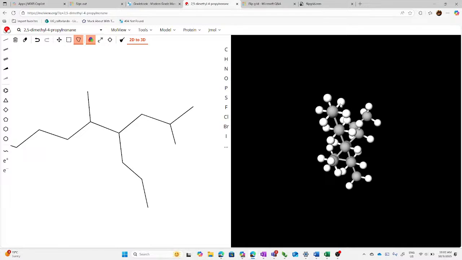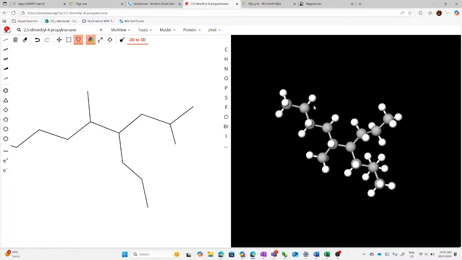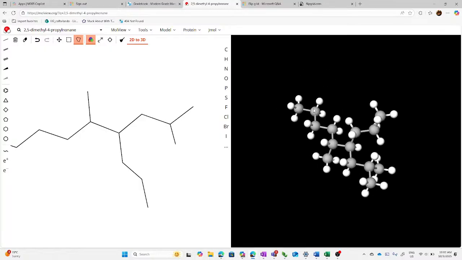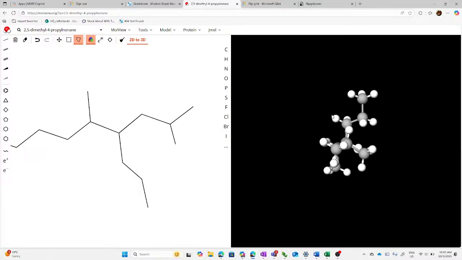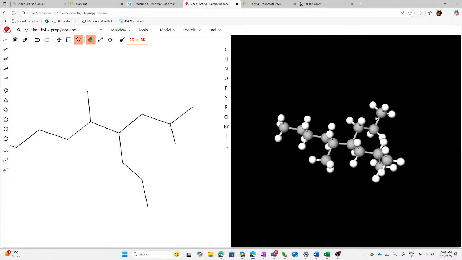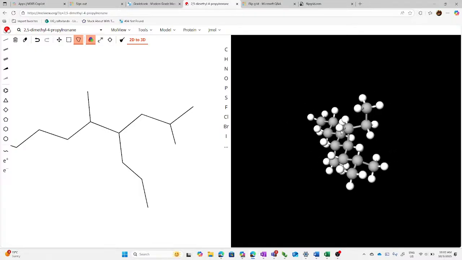There are certain cases where I'm going to make you predict, because some bonds don't freely rotate. We'll talk about that. But for the bonds that freely rotate, you can just say they could be in any configuration. But there is a consistent best configuration. That was a good question.